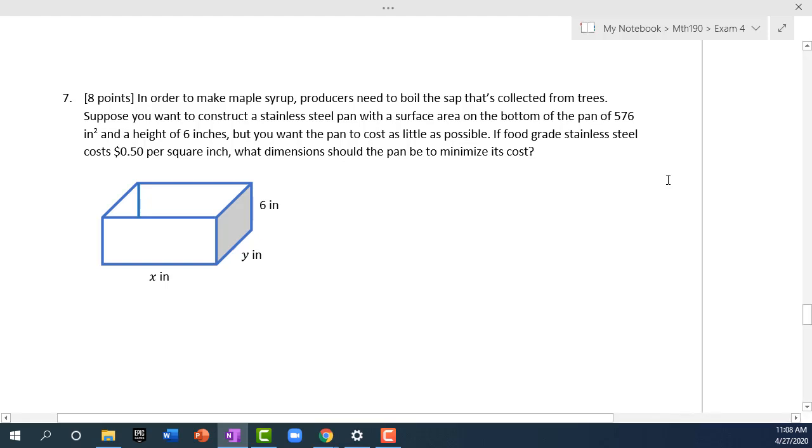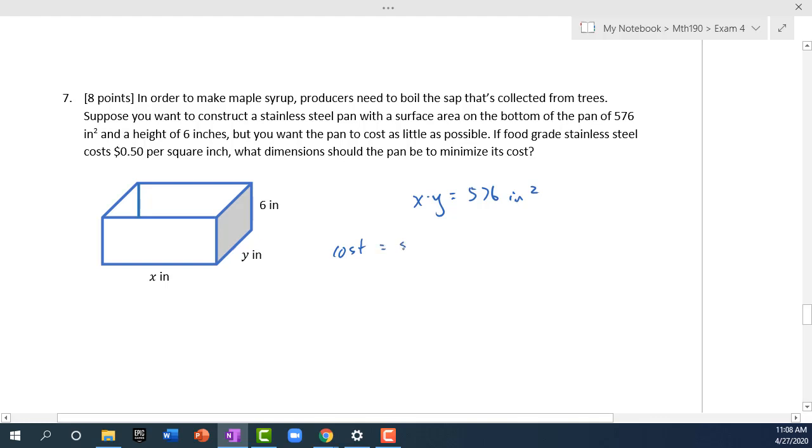The surface area on the bottom of the pan is 576 square inches. So that means x times y equals 576 square inches. We've got a height of 6 inches. You want the pan to cost as little as possible. If food grade stainless steel costs 50 cents per square inch, what dimensions should the pan be to minimize cost?